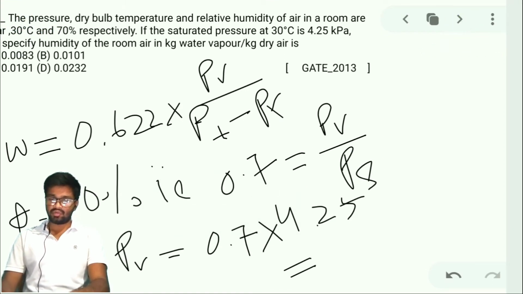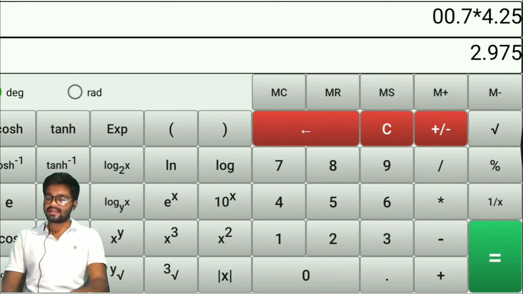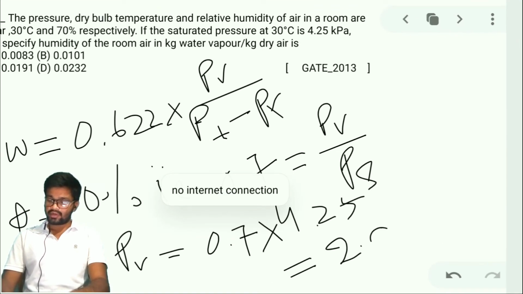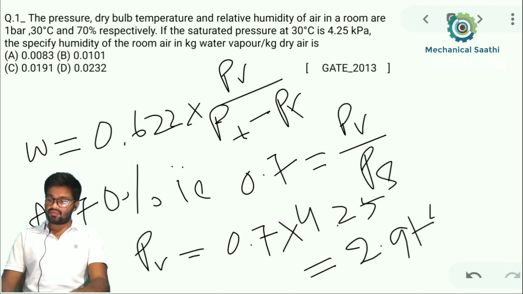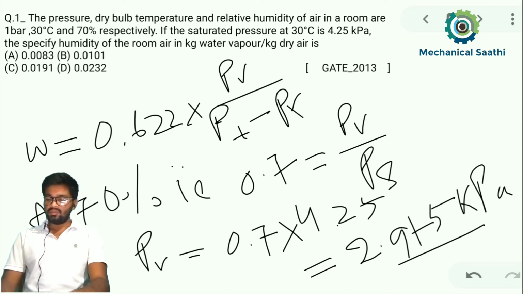So let me write it over here: 2.975, it will be in terms of kilopascal. So we will be converting that into bar, because our total pressure is given in terms of bar.